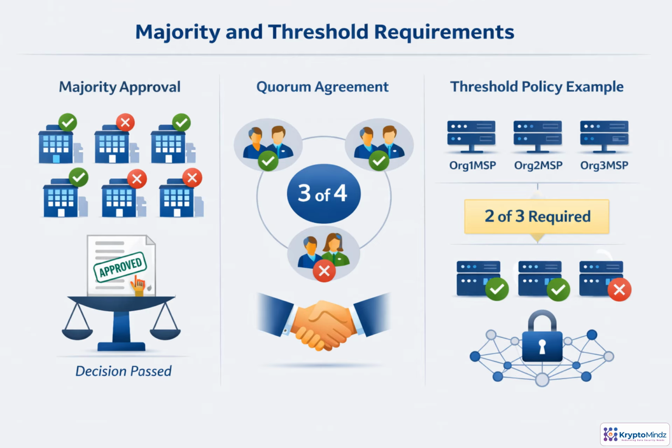Unanimous approval may sound safest, but in enterprise networks it can create a veto point. Majority and threshold policies avoid that by requiring enough trusted parties, not every party. In Fabric, a rule like OutOf 2 of 3 means any 2 listed organizations can endorse successfully. The key is governance fit. Choose thresholds based on authority, risk, and accountability, so the network stays trustworthy without becoming operationally fragile.